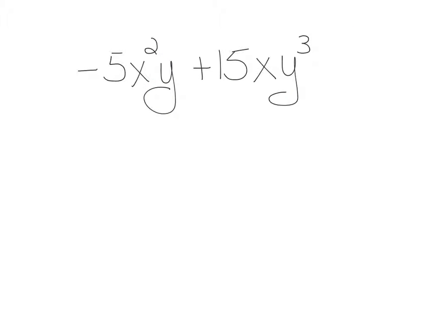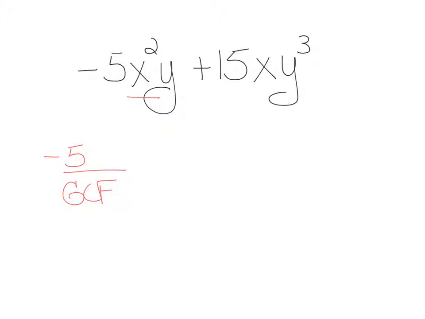So looking at my numbers first, negative 5 and 15. Well, the highest number that goes into both of those is a 5. So I'm building my greatest common factor here. Usually, when your beginning term is negative, you want to also try and take out the negative. So if your lead coefficient is negative, factor out a negative as well. Then we're going to look to the variables.